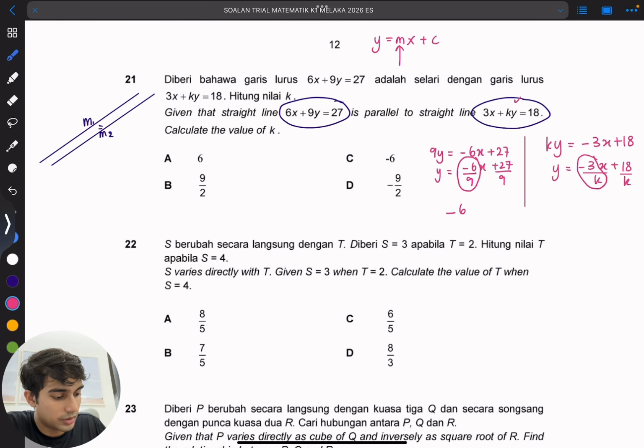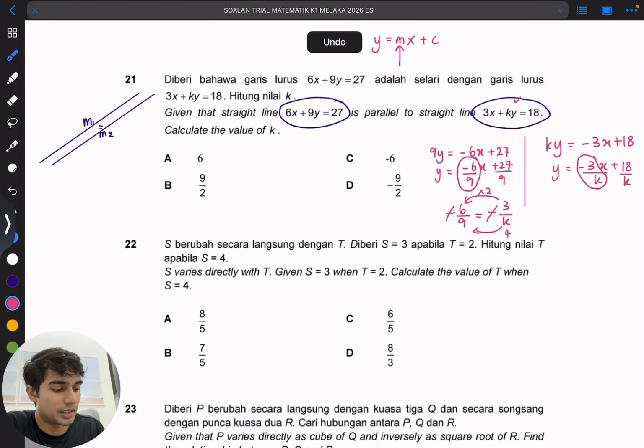So we can say negative 6/9 equals negative 3/k. So negative we can cancel off. 3 to become 6 you must times 2. So what times 2 becomes 9? It should be 4.5 lah. Or basically if you want to solve mathematically, you can just cross multiply. So you get 6k. This times this is equal to this times this, equals 3 times 9. So 27/6, this will give us 4.5 or 9/2.